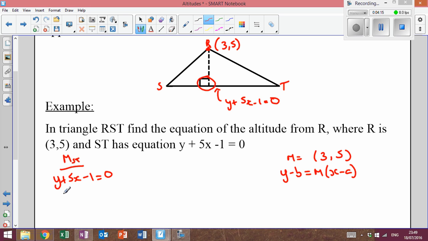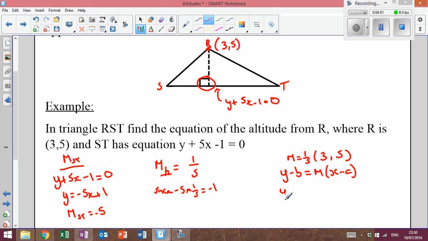And I know that from an equation I can lift the gradient out if it's y equals. So subtract 5x and add 1 to both sides. The gradient of ST has to be negative 5 there, because that's what's in front of the x. Which means the gradient of the perpendicular is positive 1/5. Now obviously it's not going to fit this drawing, I'll just use that because it was there. And that's since negative 5 times 1/5 is equal to negative 1. So the gradient is 1/5.